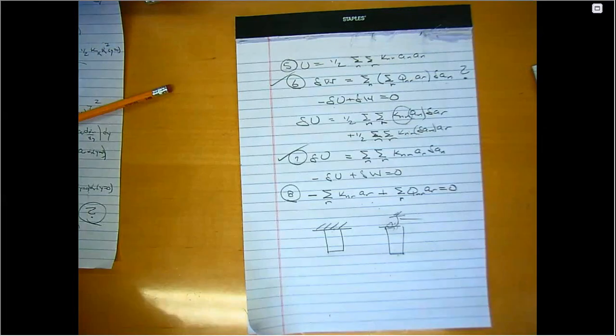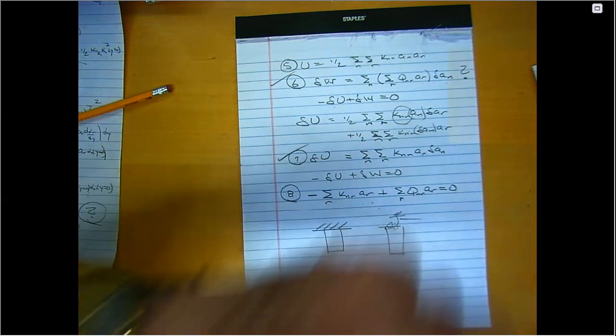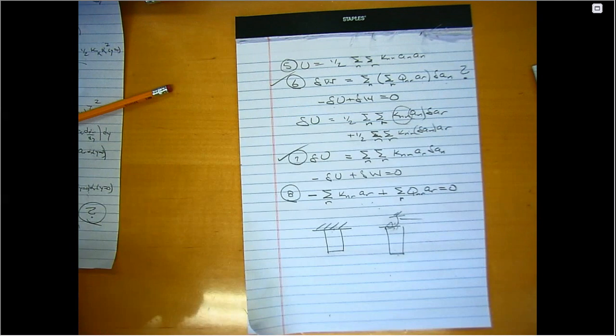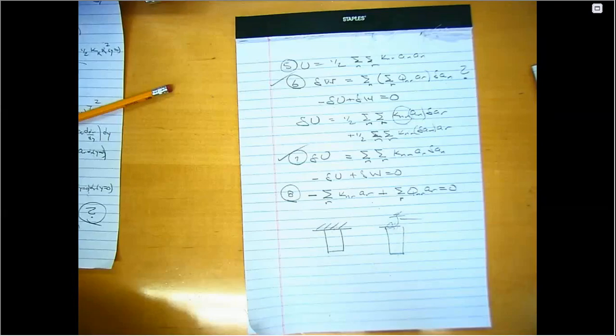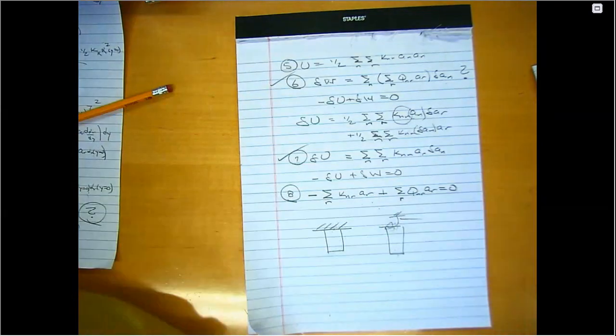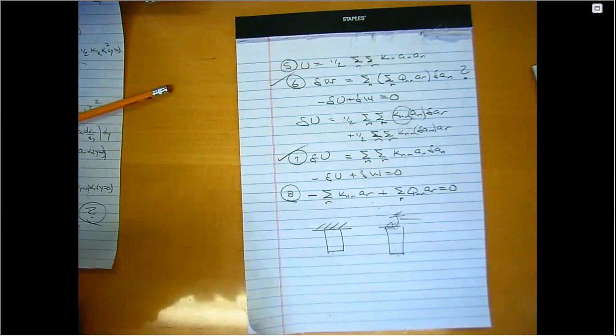Now, when you do your homework, you may be a little perplexed, because when k equals zero, or the non-dimensional k equals zero, what do you think the divergence dynamic pressure is? It's zero. I mean, if I just had a wing and it's not restrained to the stand, then it must diverge right away. Yeah, but not at zero. No, if k goes to zero, the divergence speed goes to zero.